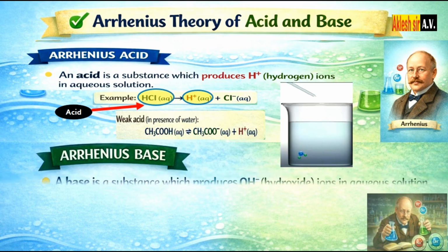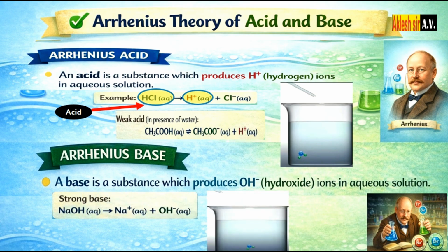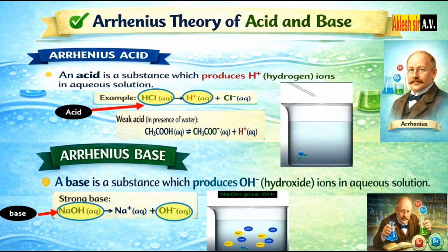Next, Arrhenius base. A base is a substance which produces OH- ion in aqueous solution. Example, a strong base. NaOH, sodium hydroxide, is added in water. It gives a sodium ion and hydroxide ion. Here, due to the formation of OH- ion, NaOH is known as a base. The second example, ammonium hydroxide. When you add ammonium hydroxide in water, it gives ammonium ion NH4+ and hydroxide ion.